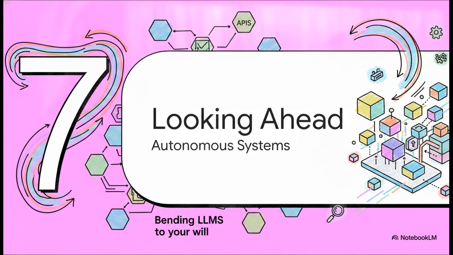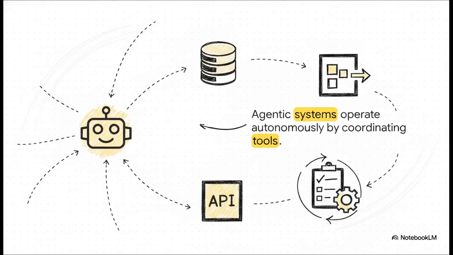Section 7. Looking ahead. Building autonomous systems. Once you've really mastered bending LLMs to your will using SDKs and forcing structured JSON outputs, a whole new world of software architecture opens up. You move completely beyond basic chat interfaces and simple input-output workflows. You start building agentic AI systems. This means giving the AI secure pathways, often called tools, to interact with the real world.